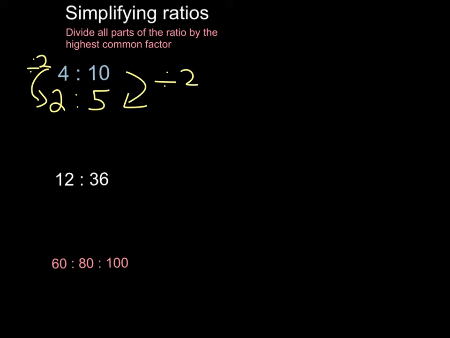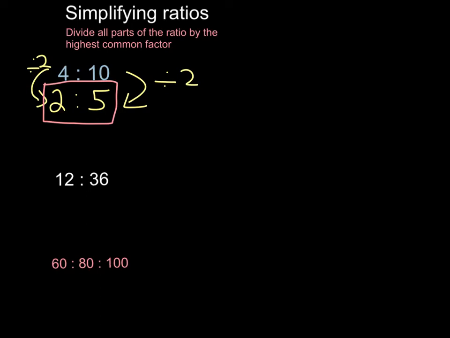2 can only be divided by 1 and 2, and 5 can only be divided by 1 and 5. There are no other common factors, so our final answer on that question is 2 to 5. They're equivalent, but 2 to 5 is the simplified answer. Okay, let's have a look at the second question.